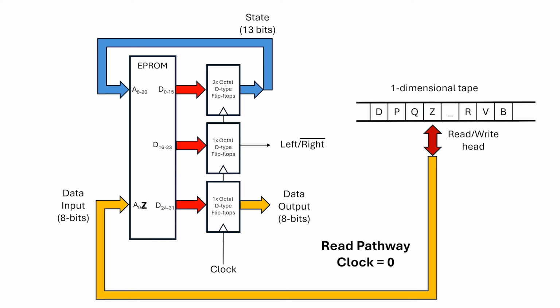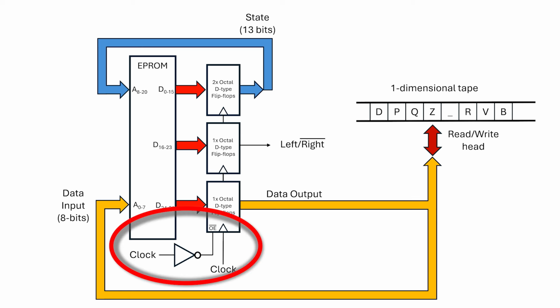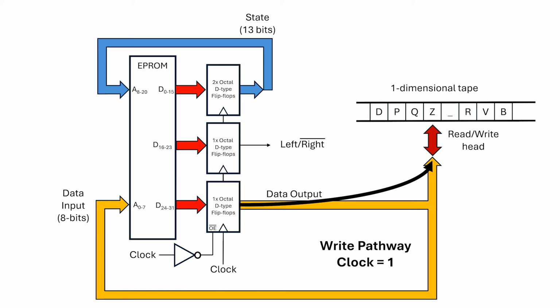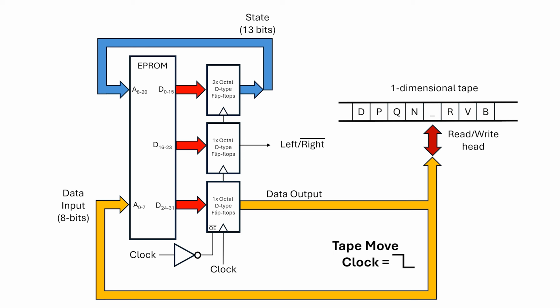The data output is also connected to this bus, and we use the output enable signal to make sure that the output only occurs while clock is high. In this case, N is transferred to the tape. On the falling edge of clock, the tape moves based on the left-right bar output.